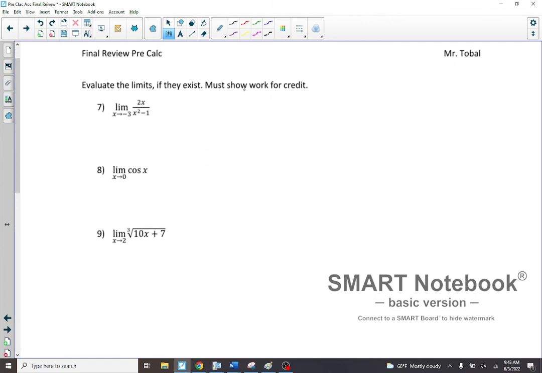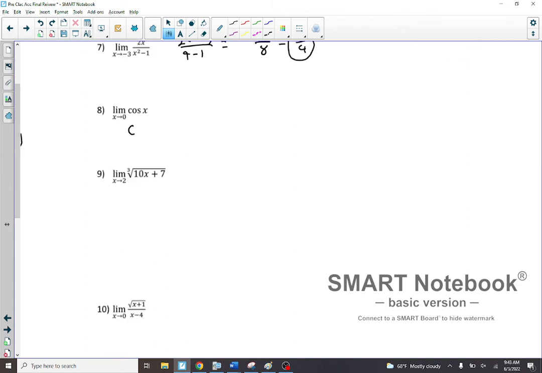Evaluate the limit if they exist. Show credit. So we plug in -3 just to see if it works. 2 times -3 equals -6, 9 minus 1 is 8. -6/8, which is -3/4. Hey, that just works. So if you could plug it in, just plug it in. Plug in cosine of 0. Make sure you practice your trig, not only for this part, but for the trig section of your whole final. But cosine of 0 is 1.